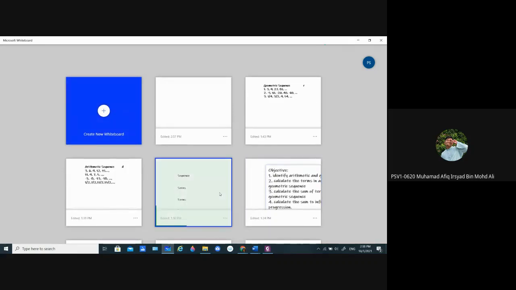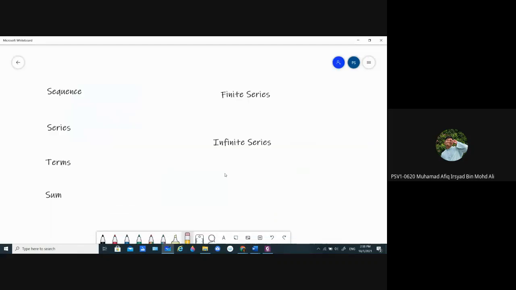Okay, so the first thing we're going to do is look at some of these terms. I put here 6 terms: sequence, series, terms, sums, finite series, and infinite series. Okay, so let's look at the first one. What do we mean by sequence?